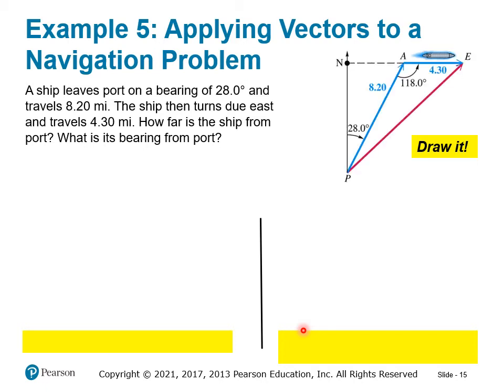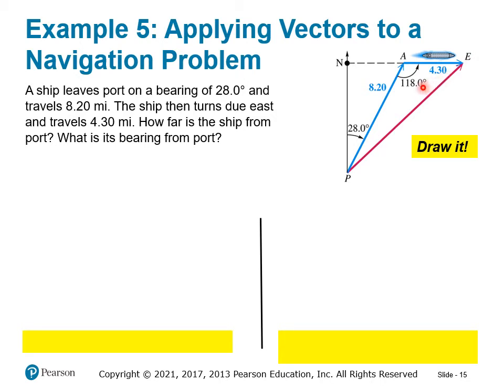All right, so here's our diagram. Let's walk through it. 28 degrees. We start at a north angle and go 28 degrees clockwise, and we can see that's our vector there, PA, port to our first stop A. And we can see the magnitude is 8.2 miles. It then goes due east. So this is another point. I would have actually drawn a cross here and then gone directly to the right. And this is 4.3 miles.